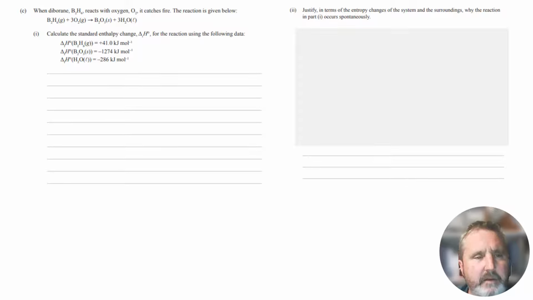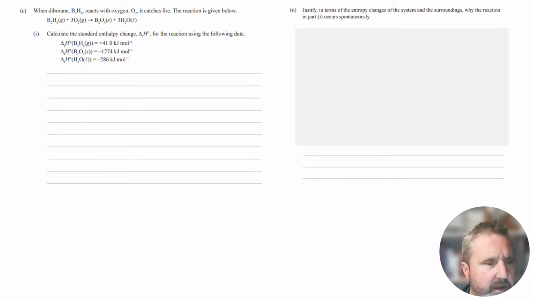This page is where we're going to calculate the enthalpy. So they've given us an equation. Diborane, it's called, reacts with oxygen, it catches fire, the reaction is below. Diborane plus oxygen makes boron oxide plus water. Calculate the standard enthalpy, delta rH, for this.